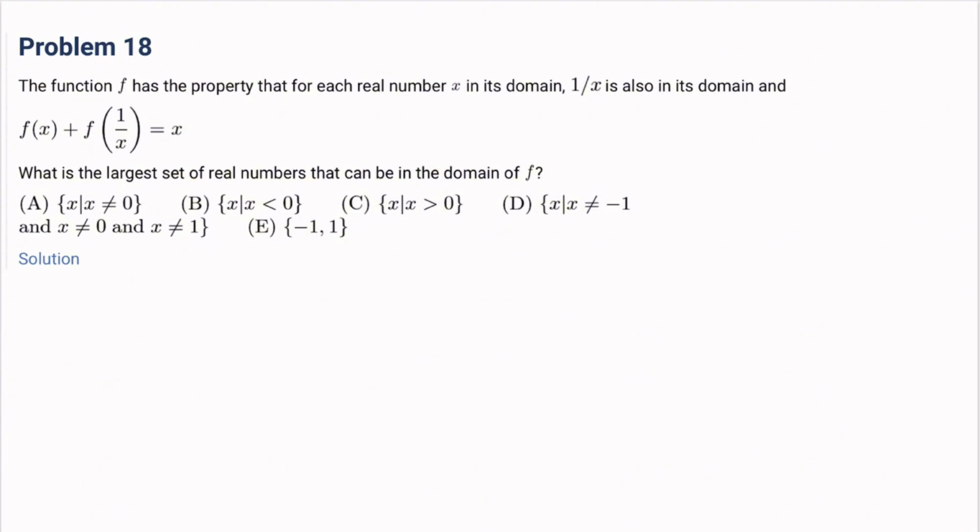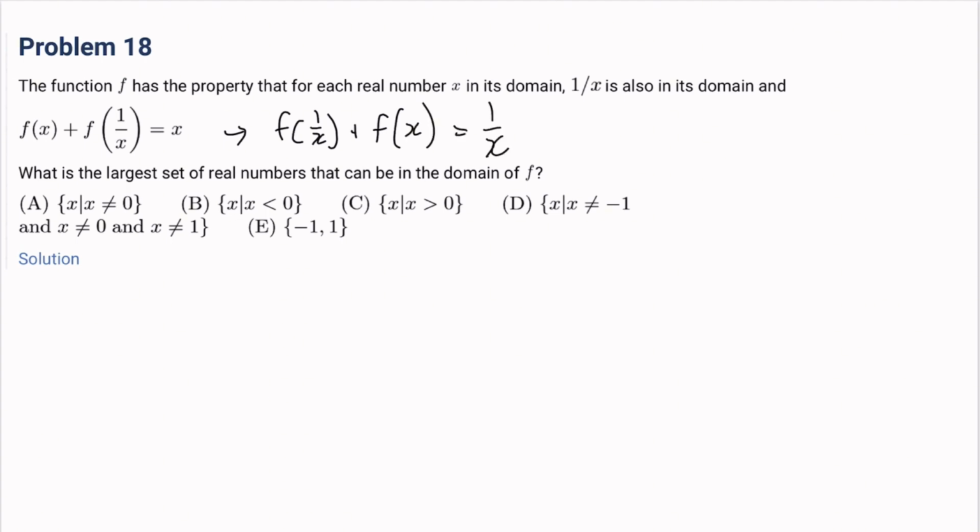So f(x) plus f(1 over x) equals x. But then what if we replace x with 1 over x, right? Because if x is in it, then 1 over x is also in it. So that's going to be f(1 over x) plus f(1 over 1 over x), and that's just x, right? So this is just 1 over x.